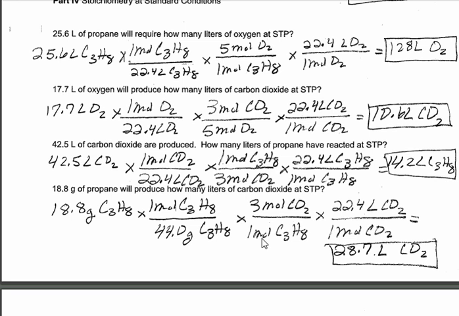Multiply by mole ratio, and then times that by 22.4 liters. And we get 28.7 liters. So see the similarities here? These are all the 22.4. The only difference is this side changes because we started with grams instead of liters. And notice how 22.4 liters stayed the same for all of these.